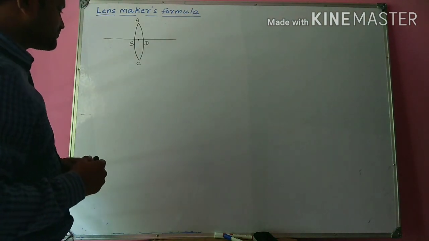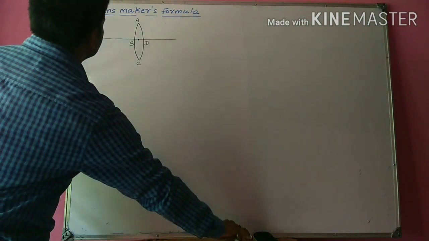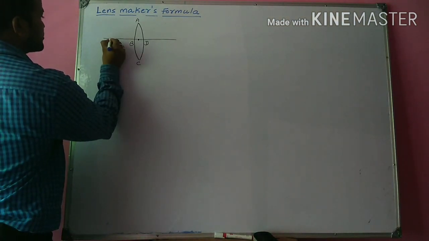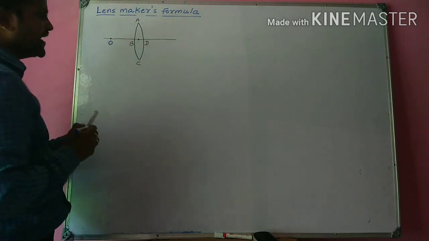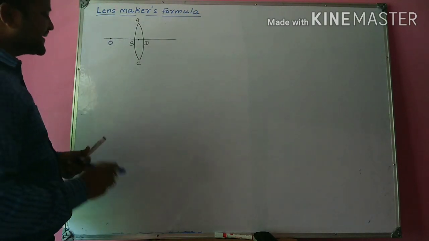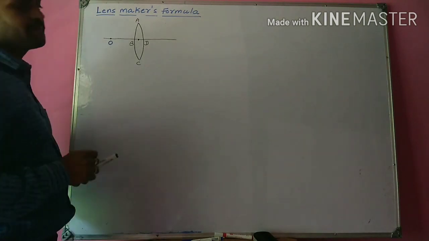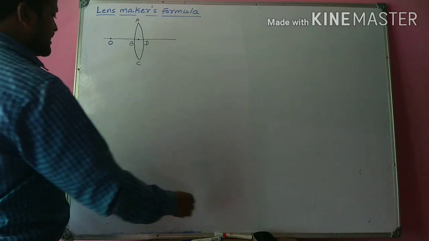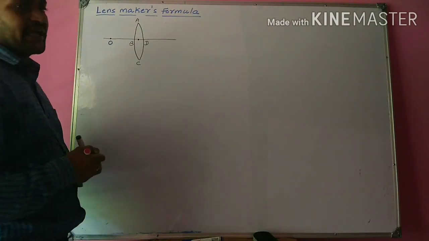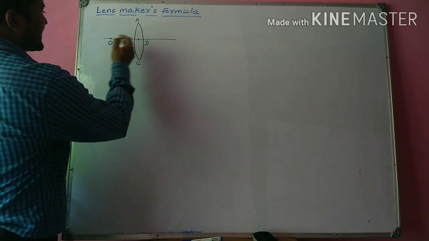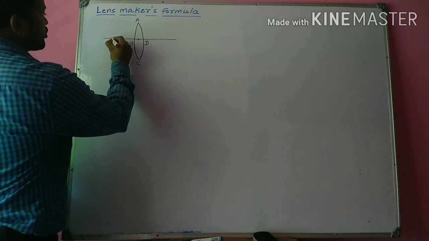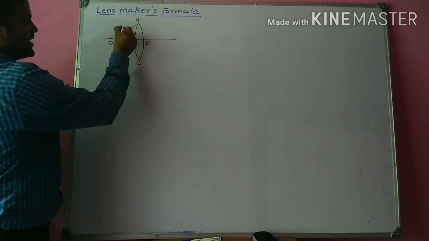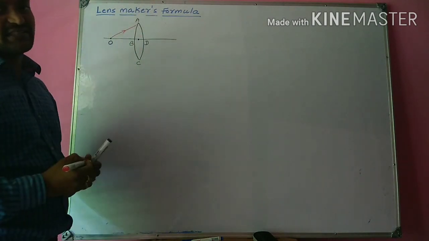Now let us consider an object placed on the principal axis. This is the object, let us say O. To get the image of this object, we can use any two light rays. Let us consider a light ray from this object incident on the convex lens like this.